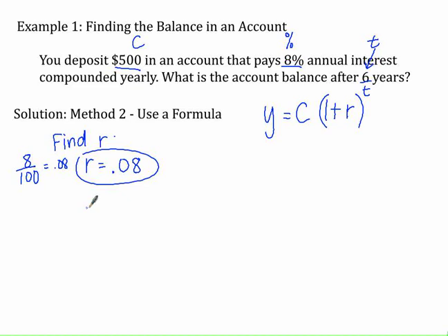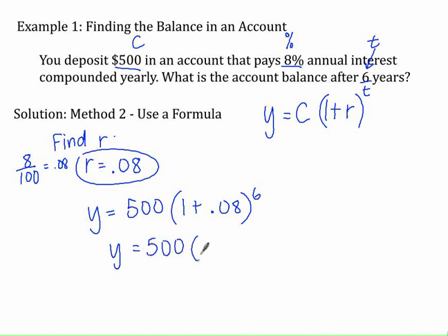So I'm using this formula. Y is equal to 500 times 1 plus 0.08 raised to 6. Okay. When you do this in your calculator, you're going to do whatever's inside the parentheses first. Please remember PEMDAS. So y is equal to 500 times 1.08 raised to 6. Do the exponent next. 1.08 raised to 6 in your calculator, and then multiply it by 500.